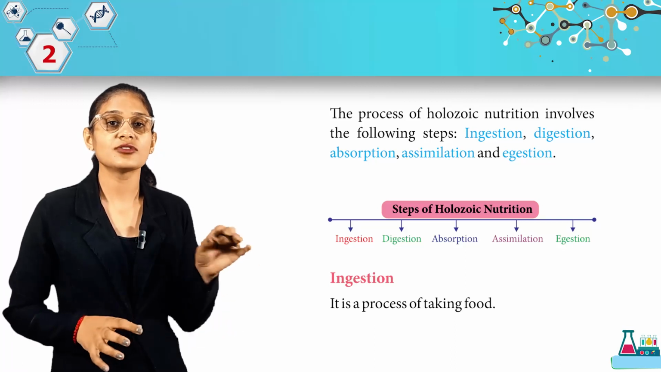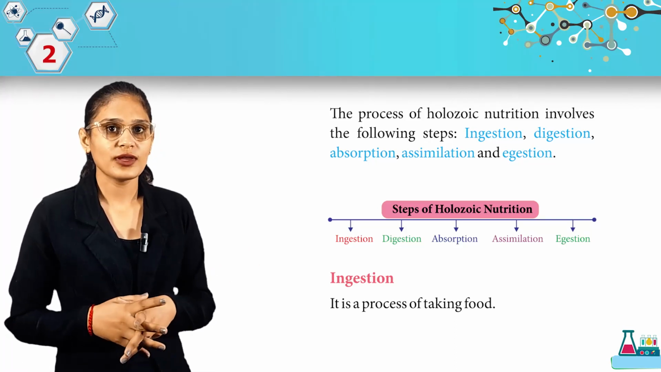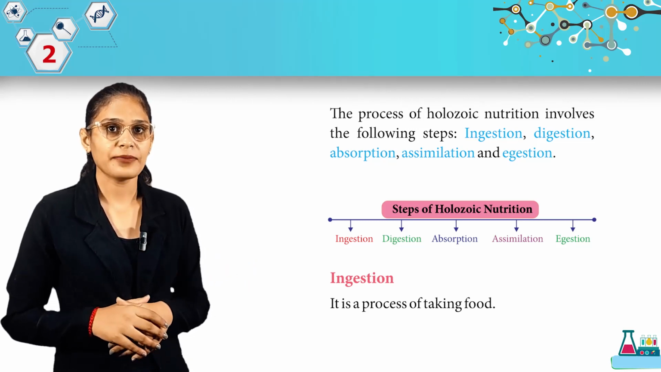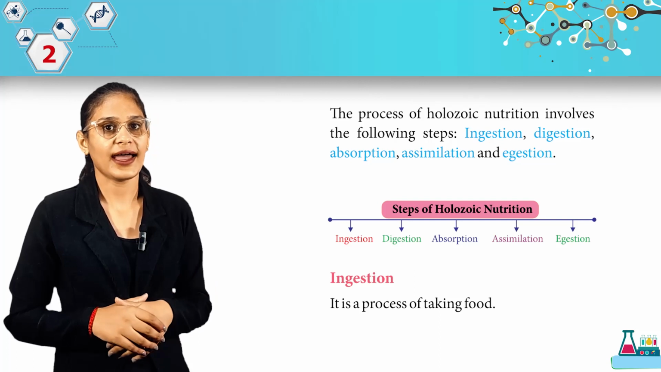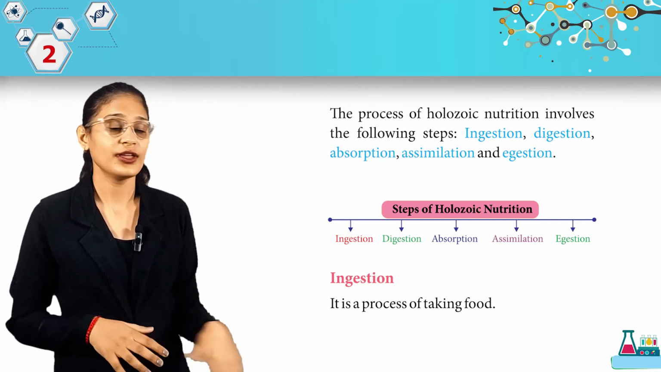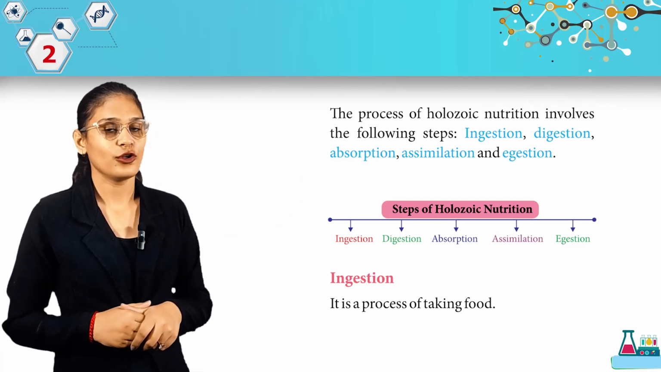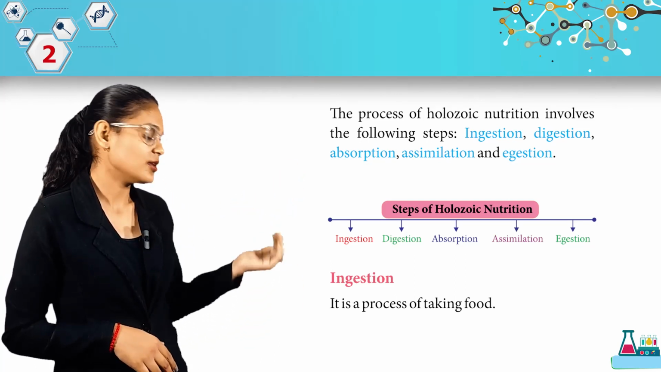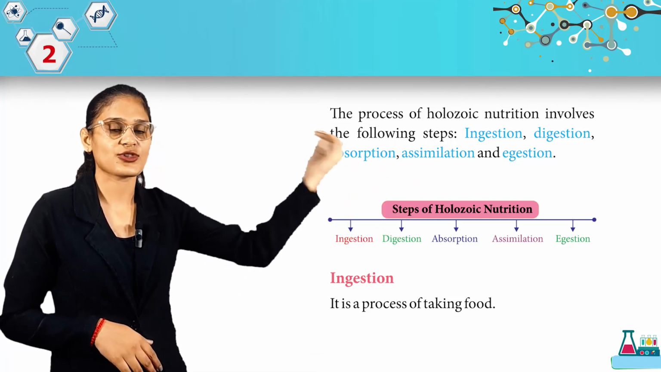Now we are going to discuss the steps of holozoic nutrition. The process of holozoic nutrition involves the following steps: ingestion, digestion, absorption, assimilation and egestion. So these are the steps of holozoic nutrition. Look at this flow chart, students. We have steps of holozoic nutrition: ingestion, digestion, absorption, assimilation and egestion.